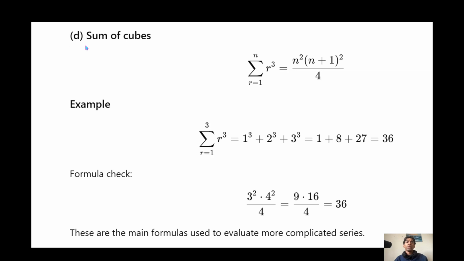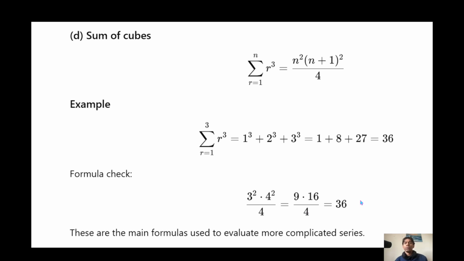Now onto the final one, sum of cubes. The sum of r equals 1 to n of r cubed is equal to n squared multiplied by (n plus 1) squared divided by 4. For example, the sum of r equals 1 to 3 of r cubed is equal to 1 cubed plus 2 cubed plus 3 cubed, which is 1 plus 8 plus 27, equal to 36. Using the formula above, 3 squared multiplied by 4 squared divided by 4 is equal to 9 multiplied by 16 divided by 4, which is also equal to 36.